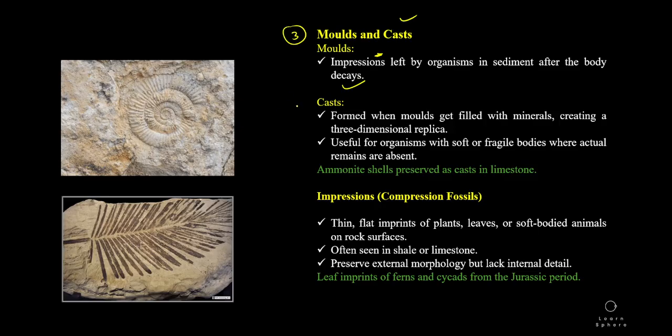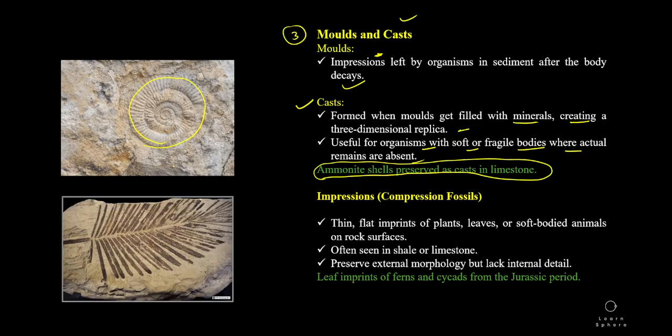So what are casts? Casts are formed when molds get filled with minerals, creating a three-dimensional replica. This is useful for organisms with soft or fragile bodies where actual remains are absent. For example, the ammonite shells preserved as casts in limestone. Here you can see these are the ammonite shells which are preserved as casts in the limestone.